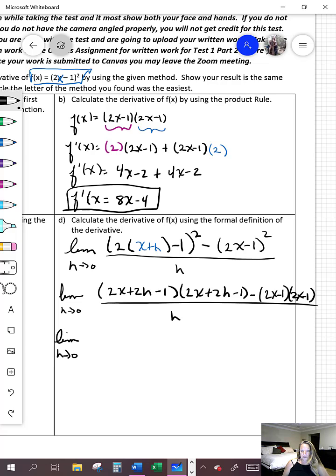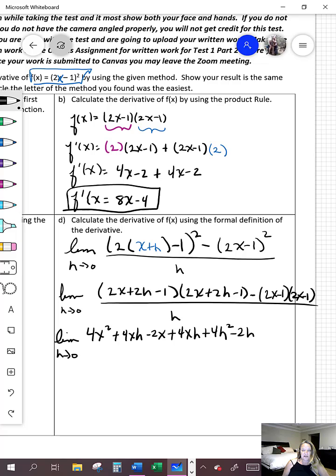So if we distribute, we get 2x times 2x is 4x squared. 2x times this 2h is 4xh. 2x times this negative 1 is minus 2x. So now let's distribute the 2h. 2h times 2x is plus 4xh. 2h times 2h is plus 4h squared. 2h times negative 1 is minus 2h.